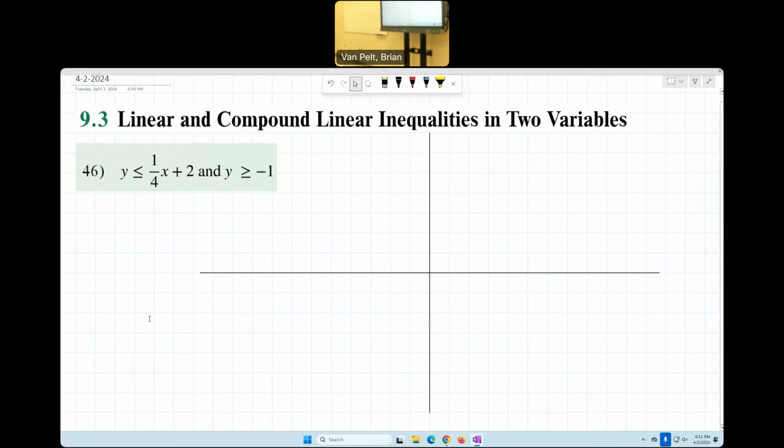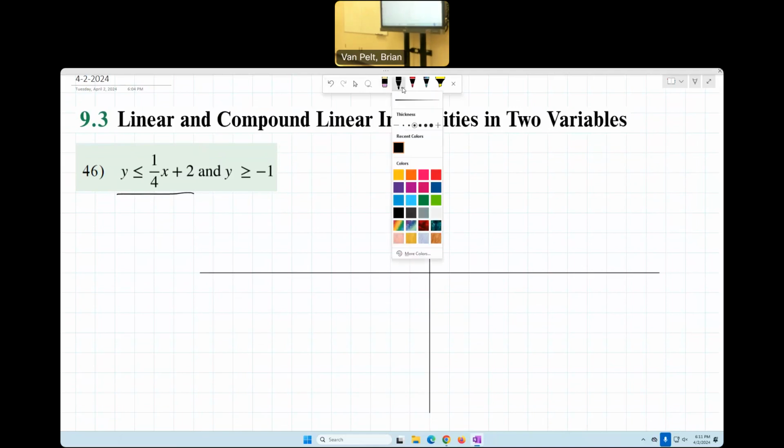All right, what I'm going to do is draw each of these separately. For this one, I'm just going to take y is less than or equal to 1/4 x plus 2. The only one I'm going to graph right now is this one right here. I'll graph the other one second. You can help me in this process by telling me where I should lay down my first dot and how I should draw the line from there.